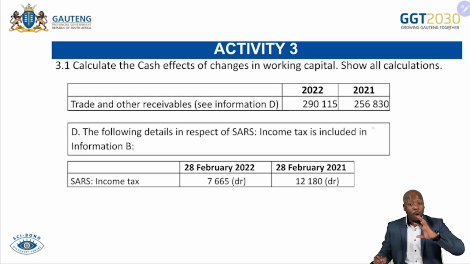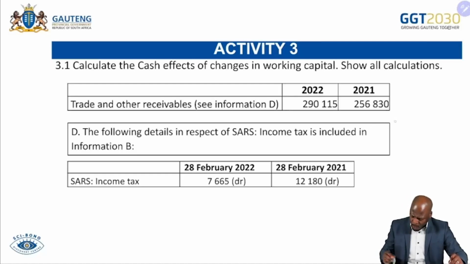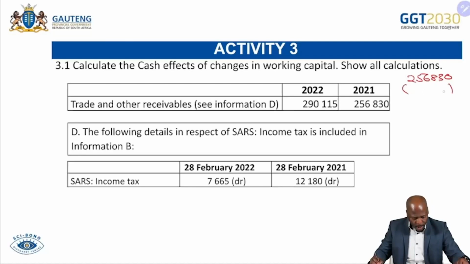Taxation will be shown on its own in the face of the cash flow statement. So I'll start with my 2021. My 2021, I'll now say how much is it here? It is 256,830. I need to take out my SARS income tax.